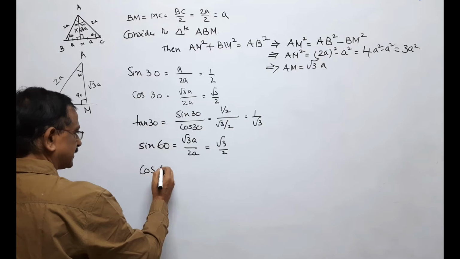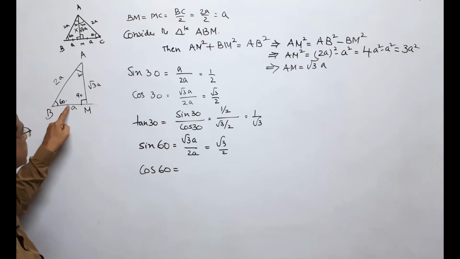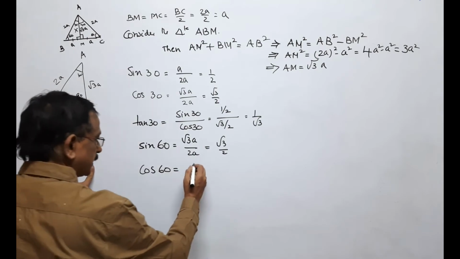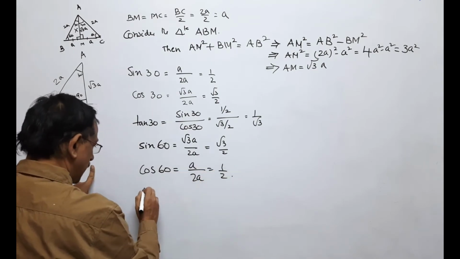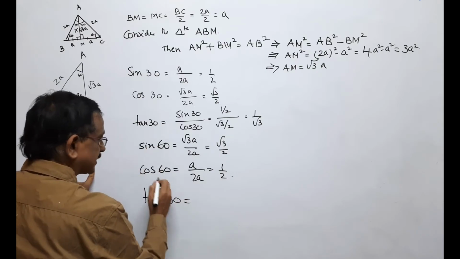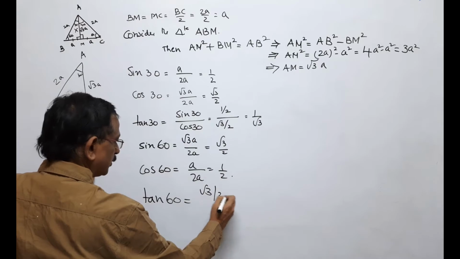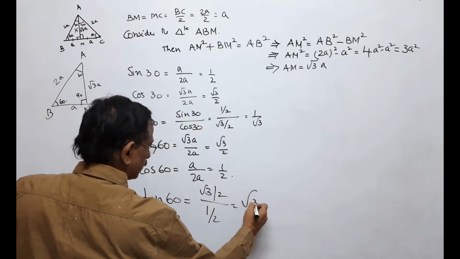And what about cos 60? Cos 60 means adjacent side by hypotenuse, a by 2a, which is 1 by 2. Now what about tan 60? Tan 60 is sine 60 by cos 60, root 3 by 2 by 1 by 2, which is root 3.